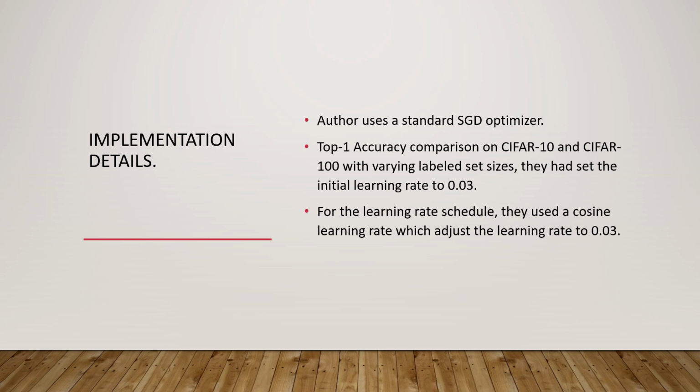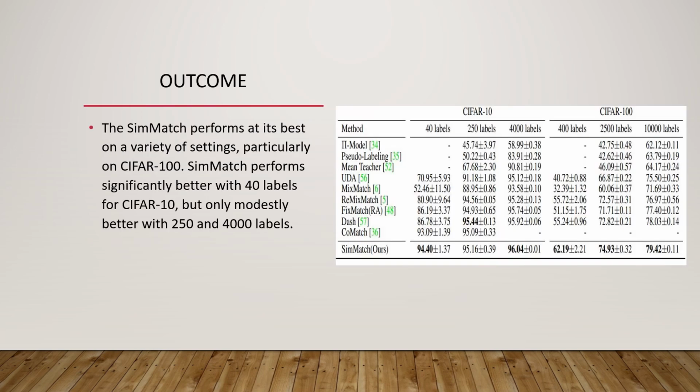SGD optimizer. Top-1 accuracy comparison on CIFAR-10 and CIFAR-100 with varying label set sizes. They set the initial learning rate to 0.03. Here is the outcome. SimMatch performs best across the variety of settings, particularly on CIFAR-100. SimMatch performs significantly better with 40 labels for CIFAR-10, but only modestly better with 250 and 4000.